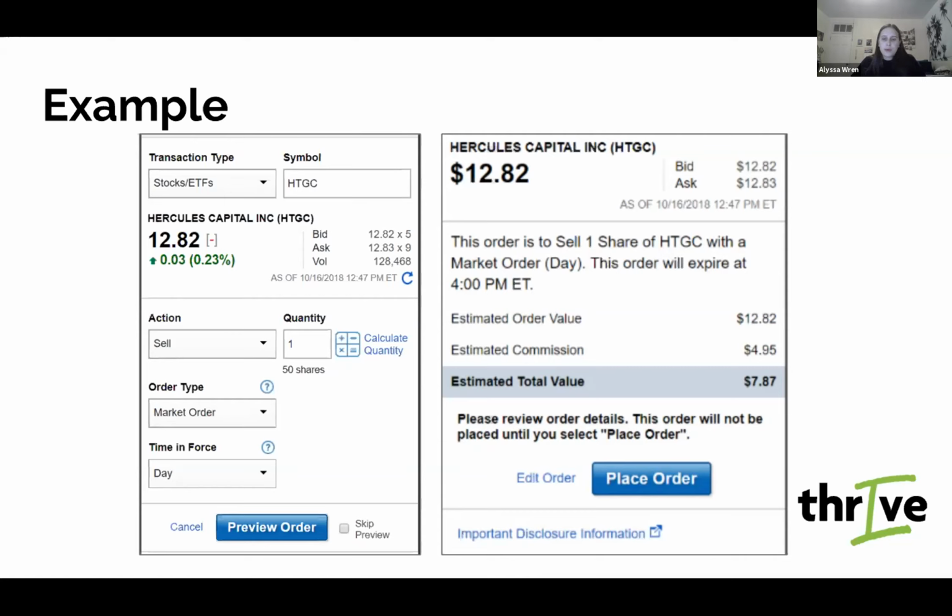Another thing to point out here is the commission they're paying on the trade of $4.95, which is pretty high. A lot of brokerage services don't have commissions anymore, and you're able to trade without paying those commissions, but it's just something to note. You want to make sure you know what you are paying on each individual trade, because if you are paying a commission, obviously you don't want to be buying and selling and placing these orders all over the place because you'll be racking up a lot of fees.